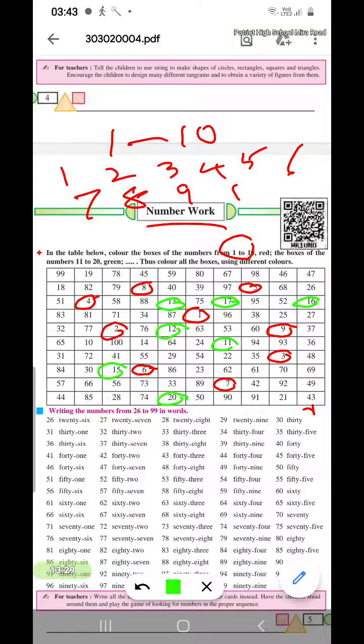Like that you have to complete. 14, this is 14, yes. This 10 should have been red. This should have been red. 10 should have been red. So this way we have to complete all the numbers.